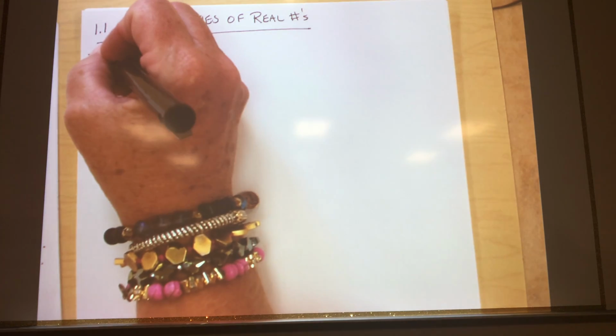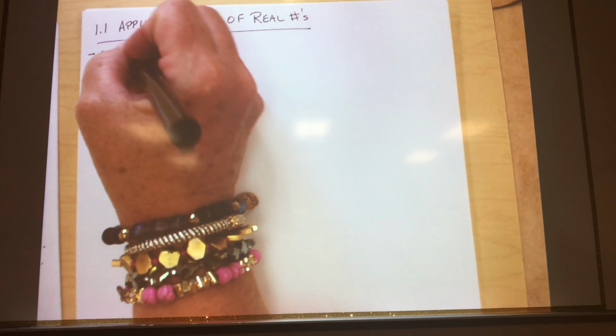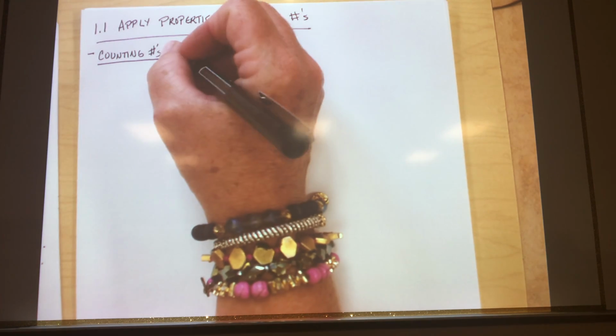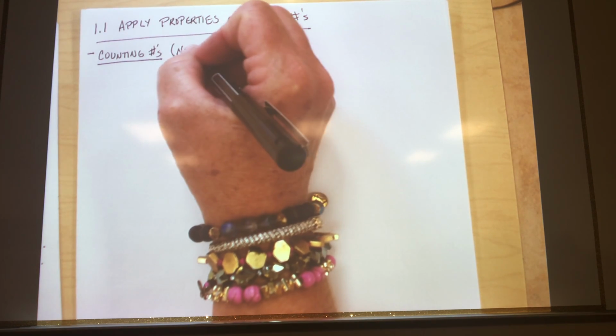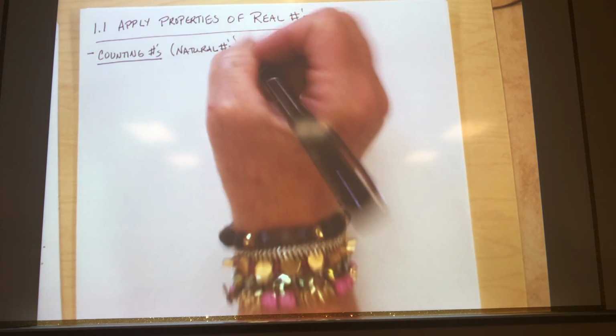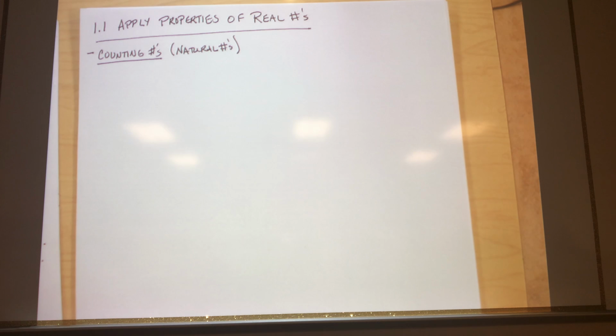The first definition, the counting numbers. Sometimes people call these the natural numbers. I write in all caps and I like to abbreviate. So if you don't know what something means, you just have to say, hey, what does that mean? All right? So the counting numbers are the natural numbers.